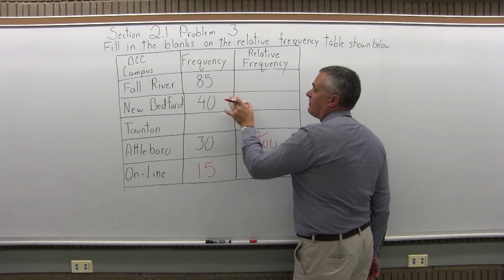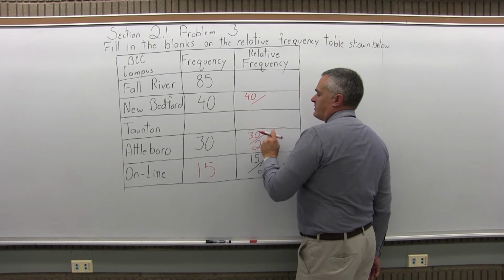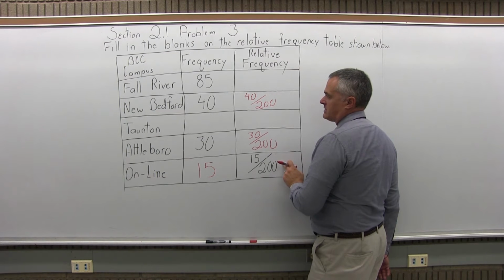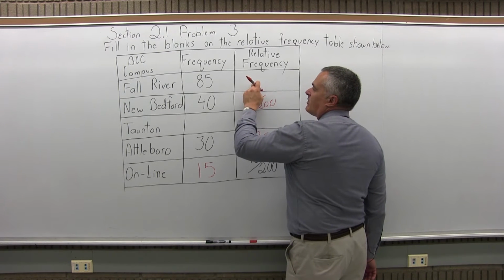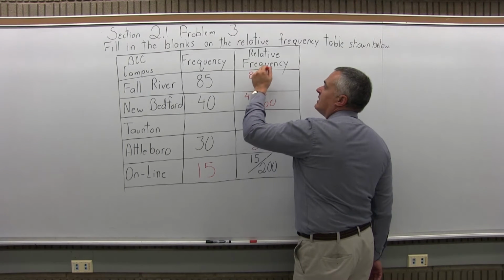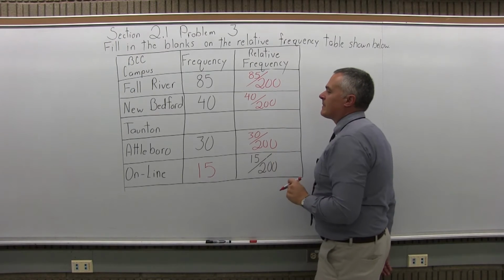I'll go up one more. New Bedford has a frequency of 40 over the total of all the frequencies, which is 200. And again, I know that from the bottom relative frequency that was given. And finally, the top one, Fall River, has a frequency of 85. So the relative frequency would be the frequency of 85 over the total, which is 200.